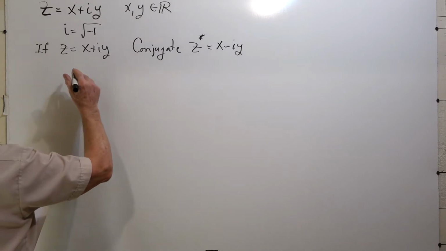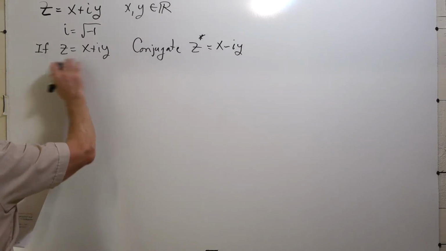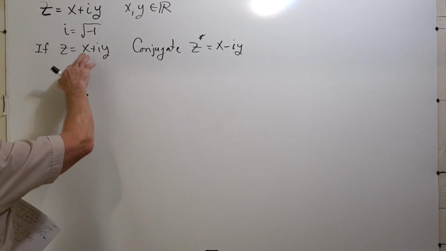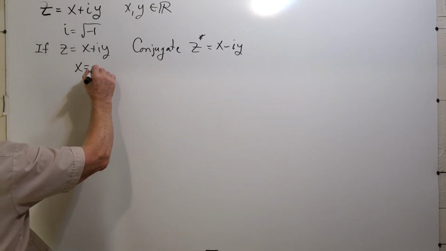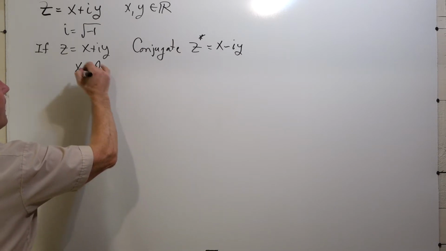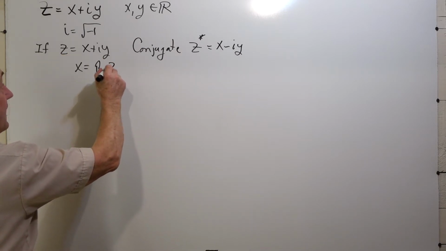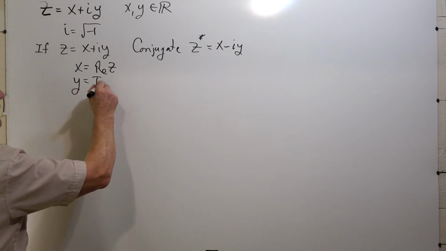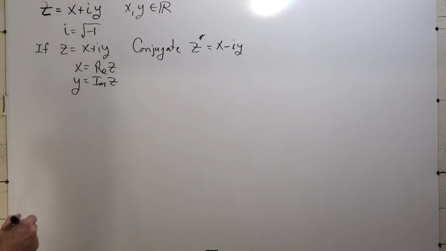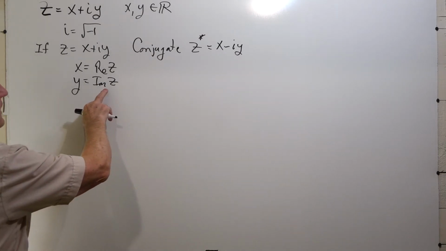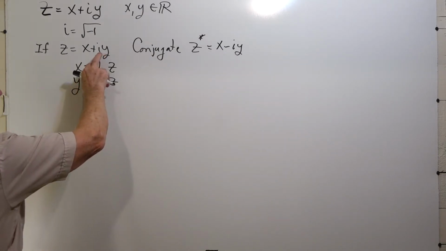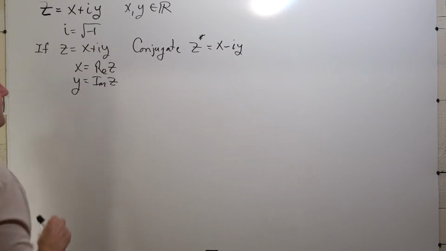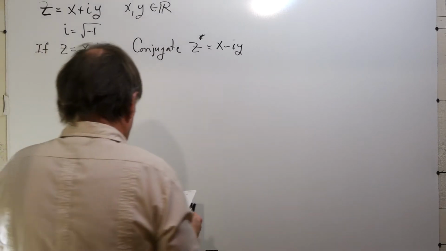Now we call the x in z the real portion of the complex number, the real part of the complex number. This x is the real part of z. y is called the imaginary part of z. Now the imaginary part is a real number, not iy. iy is not the imaginary part, just y is the imaginary part.